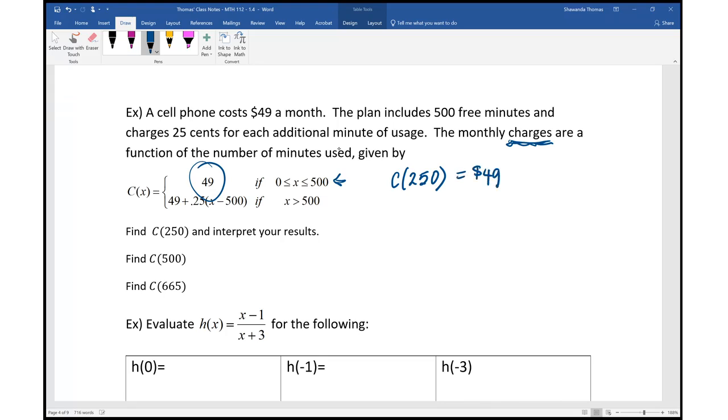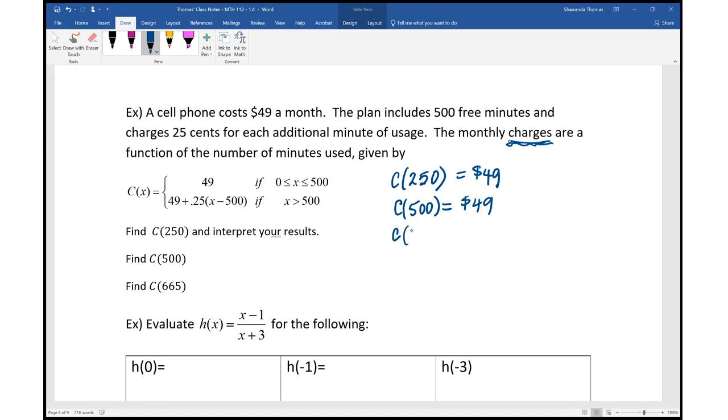Now, what if someone used up 500 minutes? What would be their monthly charges? Well, they are still within that plan of 500 free minutes, still satisfying that first inequality. Therefore, they must pay $49.